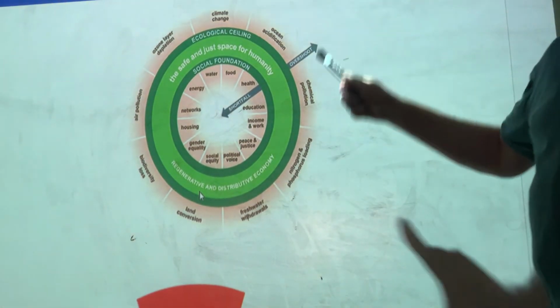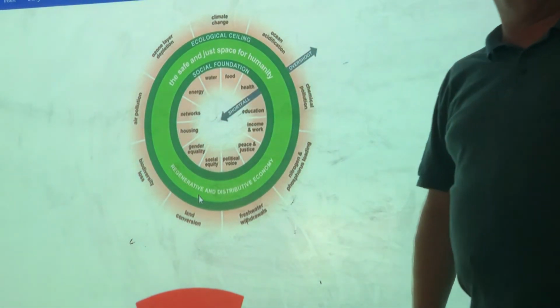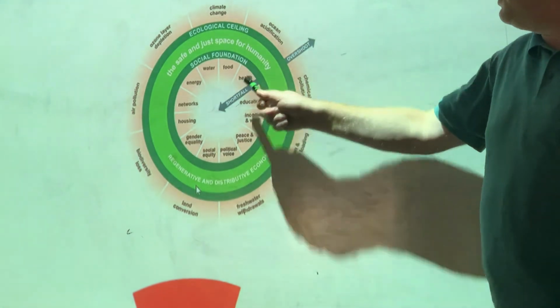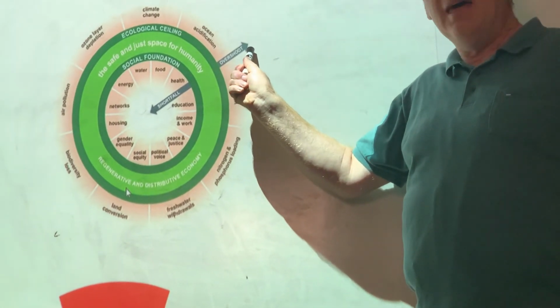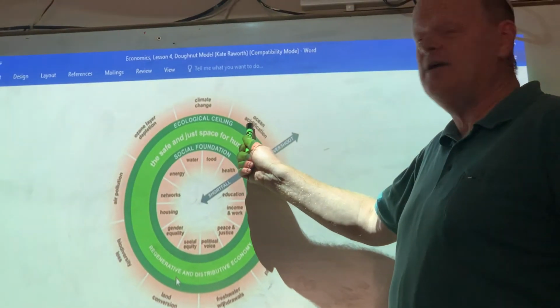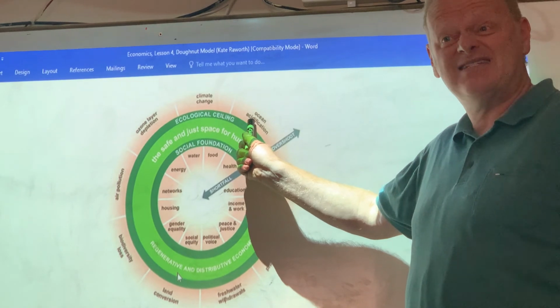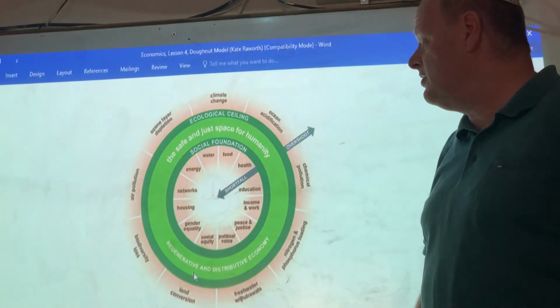So far we looked at the inside of the donut. Now let's look at the outside of the donut. At the outside of the donut is what happens if we overshoot. We do certain things too well. Then the environment can't serve us anymore. For example, we dump too much stuff in the ocean. It becomes acid. That means that the fish don't survive. We've got dangerous things with climate change.